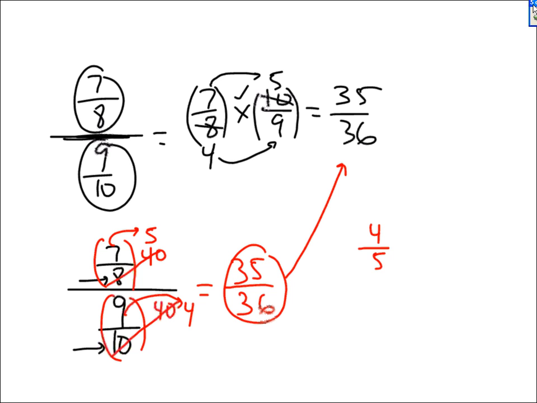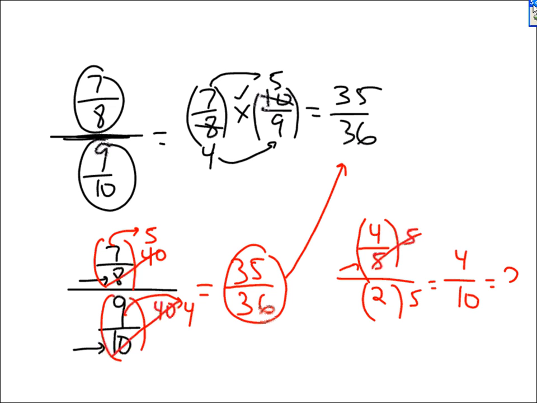4 over 5 divided by 2. There's only one denominator, 5. I'd multiply the top by 5. I'd multiply the bottom by 5. And I would say the answer is 4 over 10, which you can reduce.